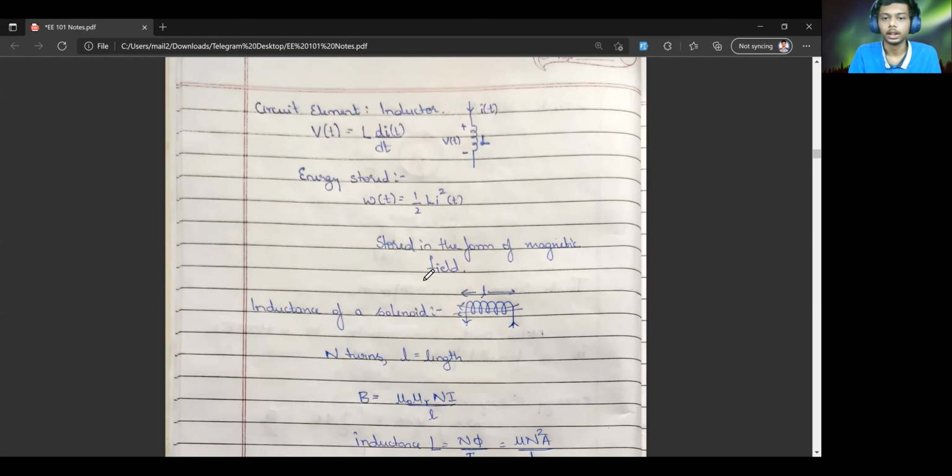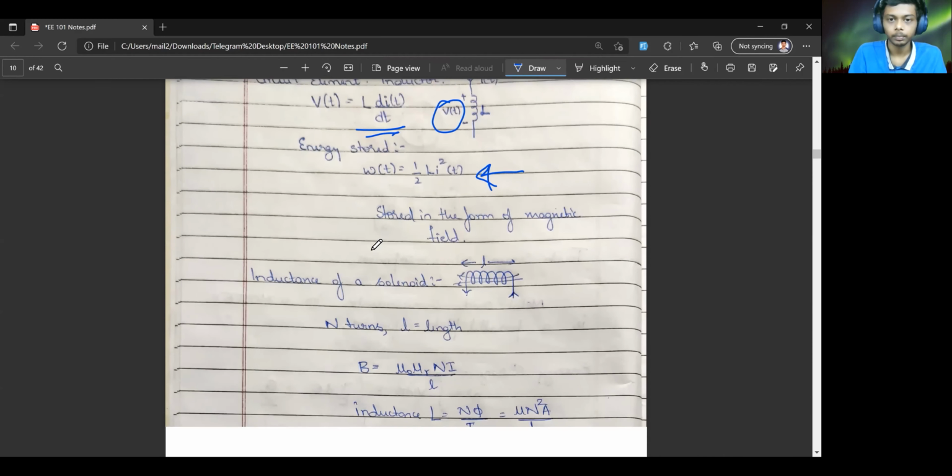Now we have another circuit element called the inductor. What an inductor basically does is it opposes the change in current through it. The reverse voltage which an inductor applies is given by the equation L di by dt, where L is the inductance of the inductor. Similar to a capacitor, this also stores energy, and the expression for energy stored in an inductor is half L i squared, where i is the current flow.